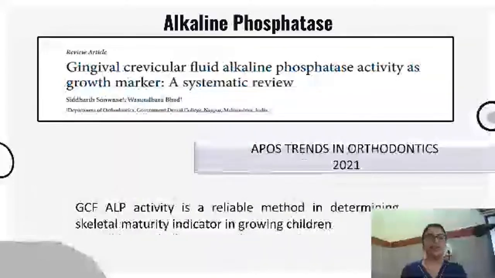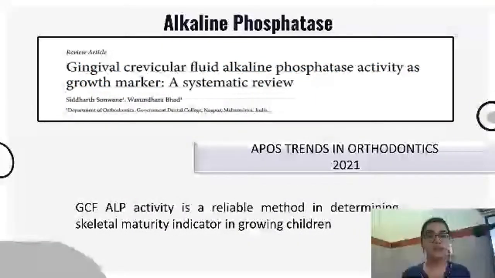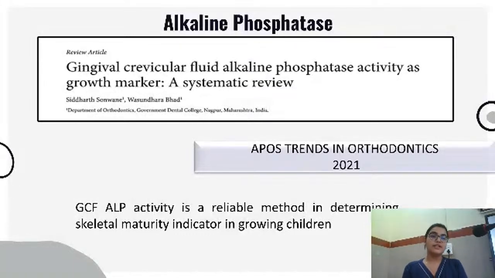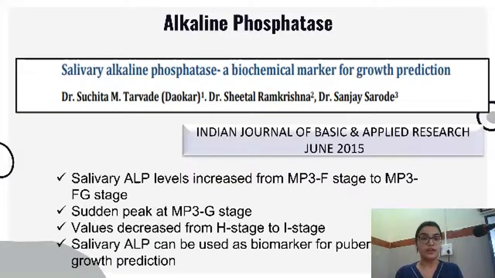Now, alkaline phosphatase. So, Gingival Crevicular Fluid Alkaline Phosphatase Activity as a Growth Marker, a systematic review by Siddharth Sonamne et al., which was published in APOS Trends in Orthodontics 2021. This article concluded that the GCF alkaline phosphatase activity is a reliable method of determining skeletal maturity indicator in growing children. This is another article by Suchita Tarvade et al.